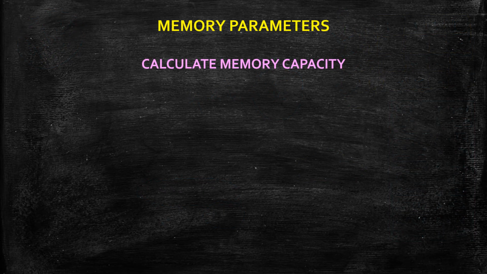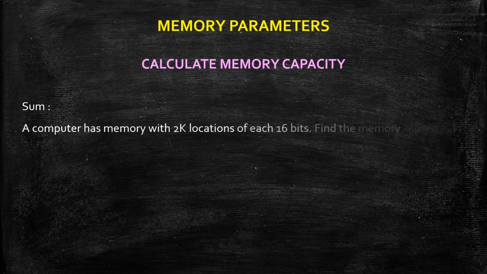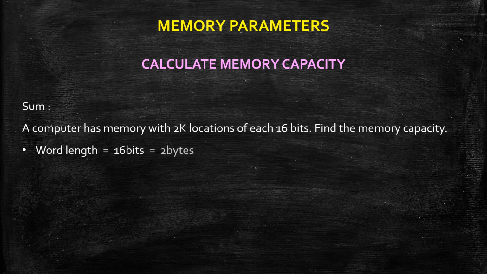Now let's understand how to calculate the memory capacity with one example. Here we have one sum and it is stated: a computer has memory with 2k locations of each 16 bits, and find the memory capacity. It's a simple one, right? Here we have the number of locations and also we have the word length. So first let's mention all the given information.